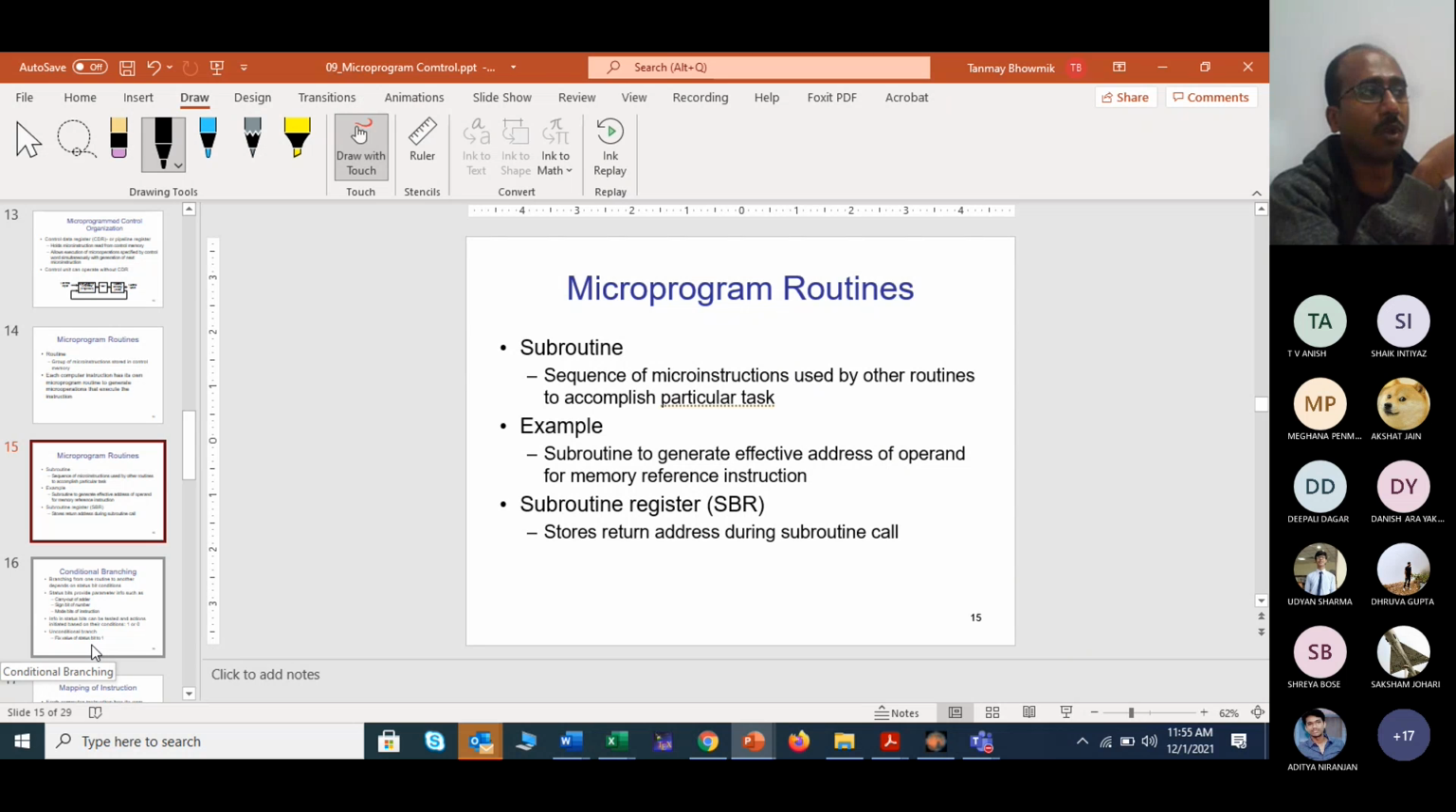So what you are actually doing is your program counter is jumping from that particular point to that identifier or section, right? So this program is using that particular set of instructions, and after using them, it comes back from that address to here, right? So one set of instructions is using another set of instructions in the case of a subroutine. An example is a subroutine to generate the effective address of an operand for a memory reference instruction. You have already done this in your MIPS program in the lab.